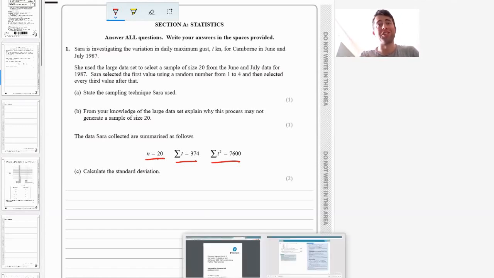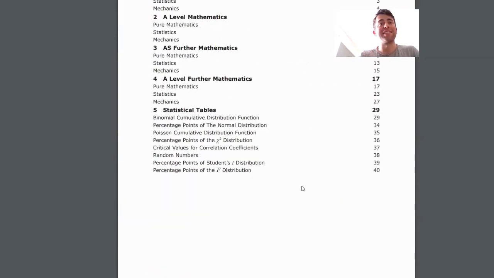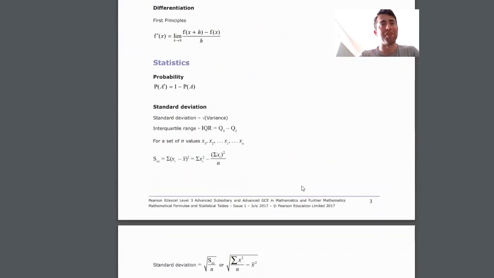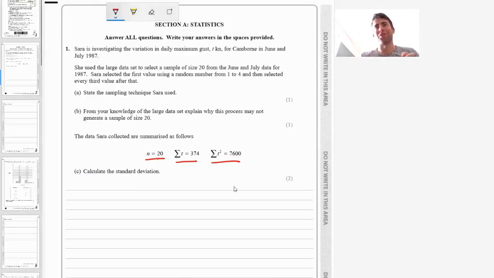You might want to refer to the formula book, because in the AS bit of the formula book, we are given the formula for the standard deviation there. It's the square root of the mean of the squares minus the square of the mean. Mean of the squares minus the square of the mean. Right, and that's it for question 1.